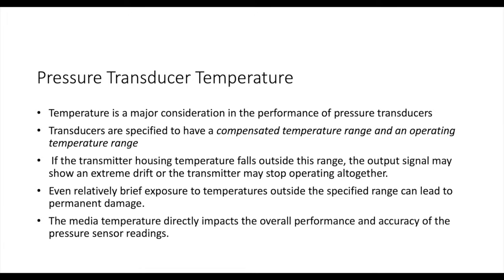Temperature is a major consideration in the performance of a pressure transducer. Pressure transducers are specified to have a compensated temperature range and an operating temperature range. If the transmitter housing temperature falls outside this range, the output signal may show extreme drift, or the transmitter may stop operating altogether. Even relatively brief exposure to temperatures outside the specified range can lead to permanent damage. The media temperature directly impacts the overall performance and accuracy of the pressure sensor readings.